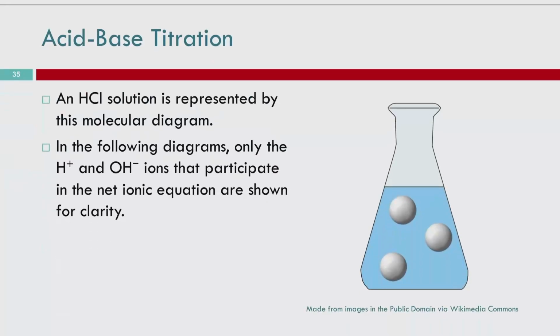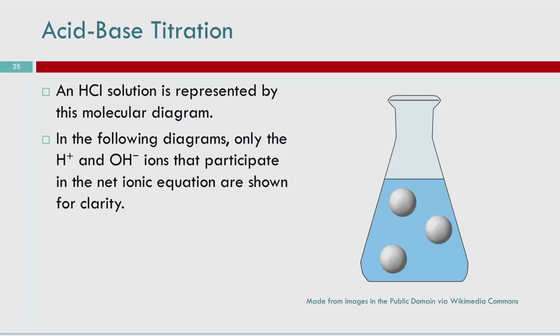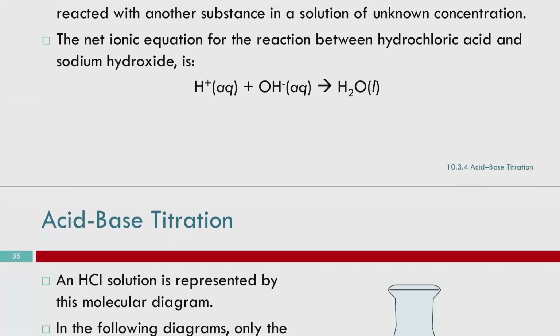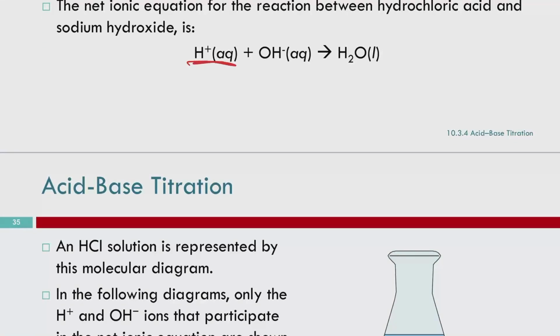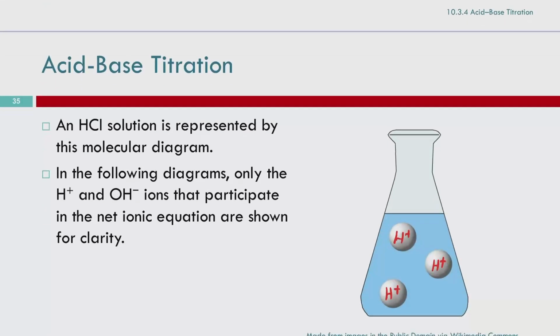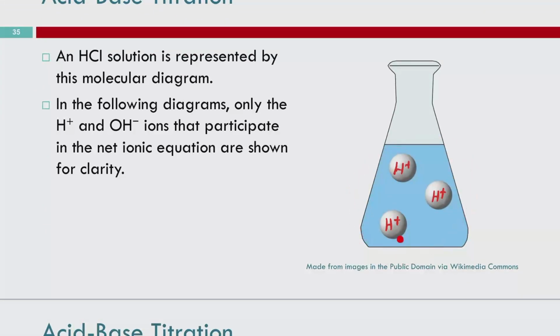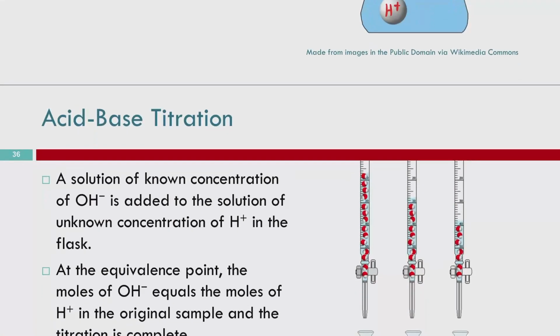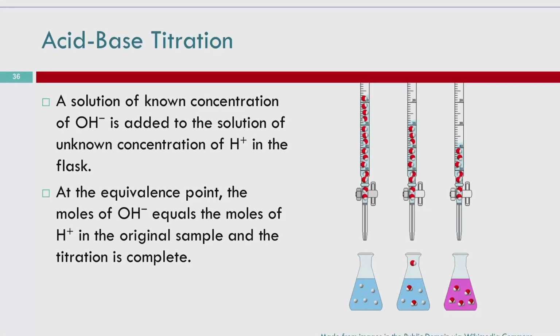So here's an example of an acid-base titration, just part of it. This is going to be our HCl solution. What we're representing here with the white bits is the H plus that we saw in our net ionic equation. So we're just going to show the H pluses here in this solution. We'll also have the OH minus that's now showing up in this solution.